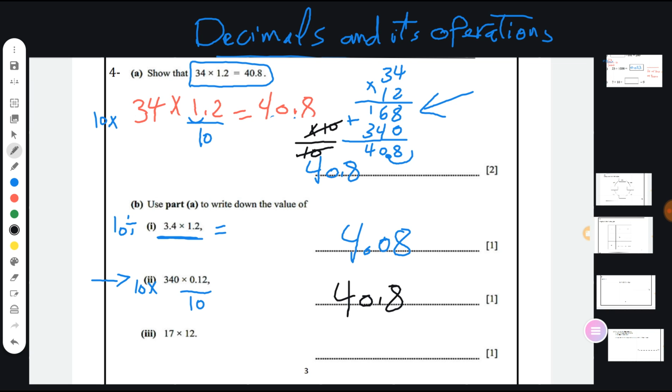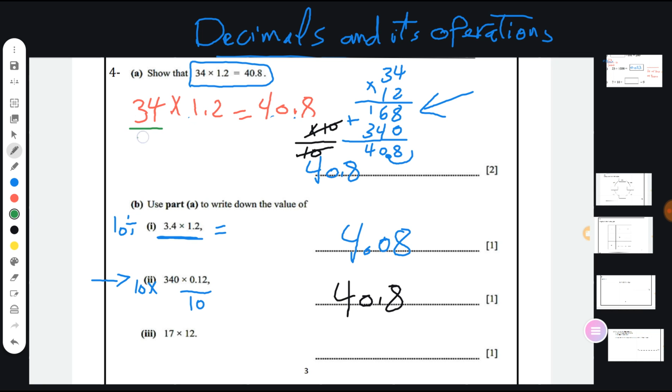Okay? This is how to calculate it. Okay? Last one. You have to be intelligent in this one. 34 becomes now what? 17. What happened to 34? It was divided by 2. So we divide here by 2.